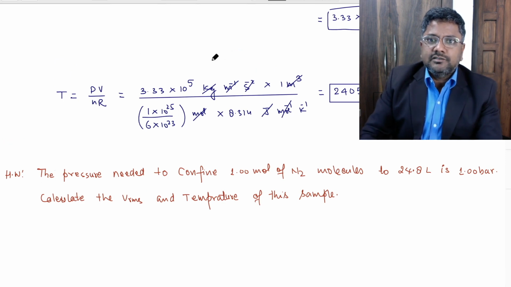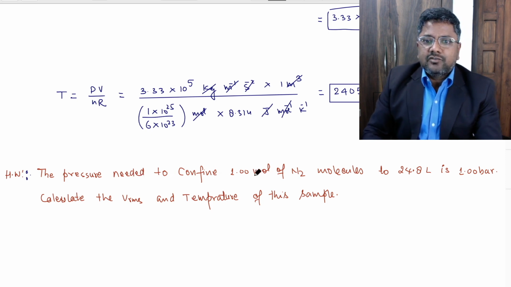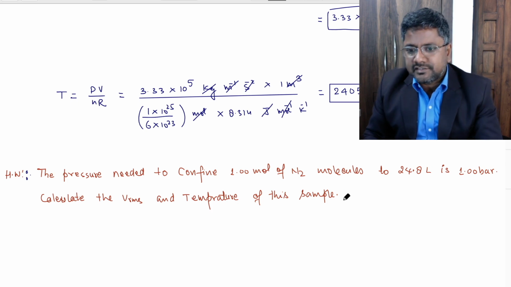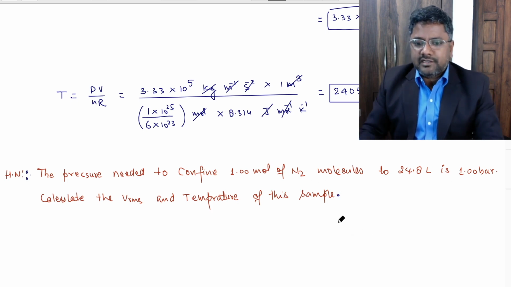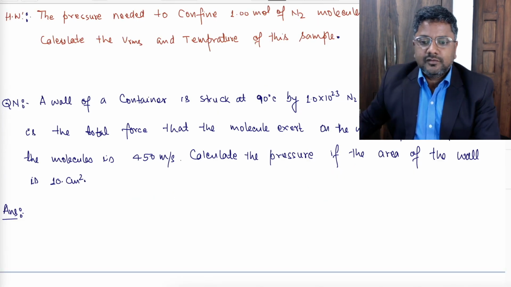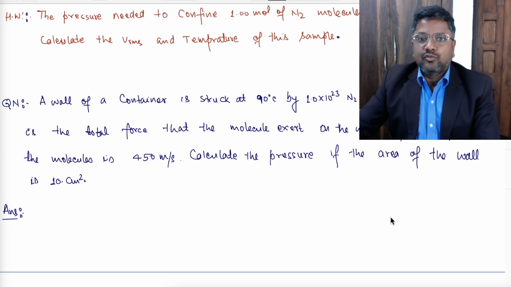So this is the homework question. The pressure needed to confine 1 mole of N2 molecules to 24.8 liter is 1 bar. Pressure is given this time. Calculate VRMS and temperature for this sample. So this is a simple question. Now you have to calculate and post the answer on the group, right? Now see one more question.